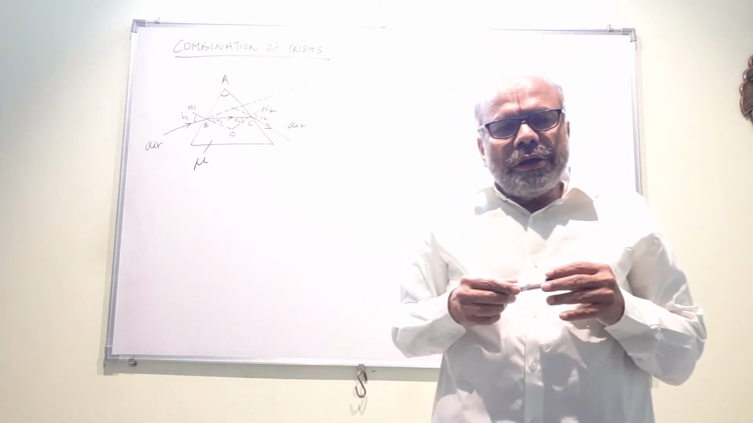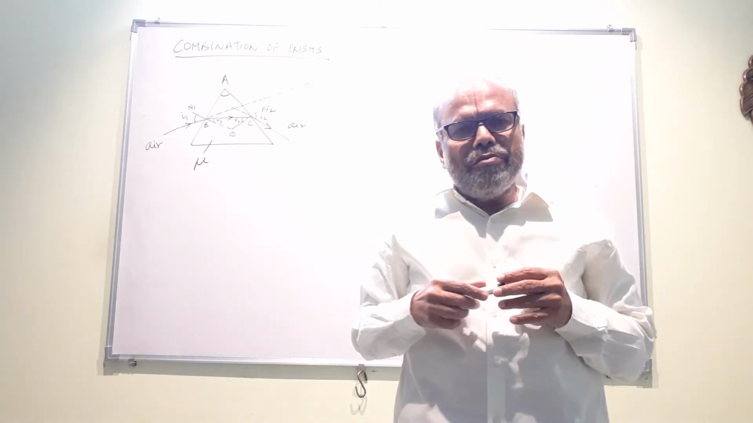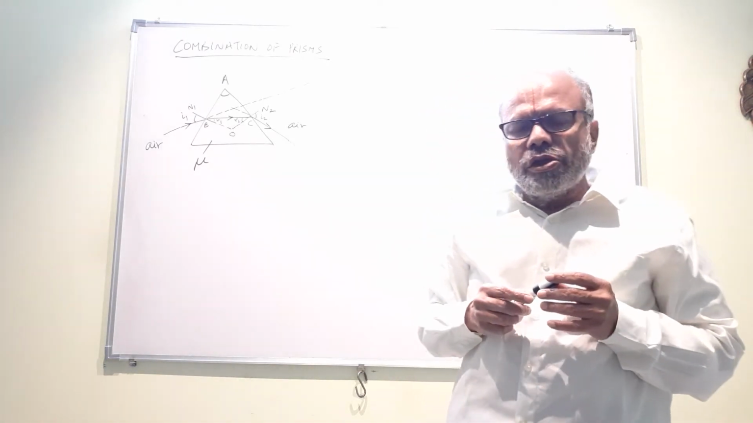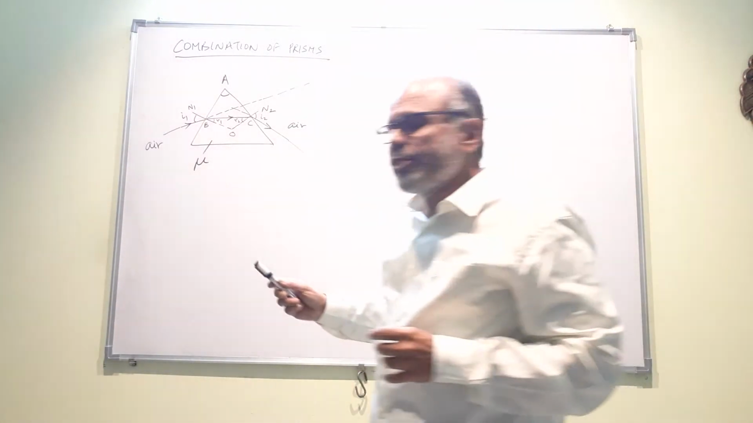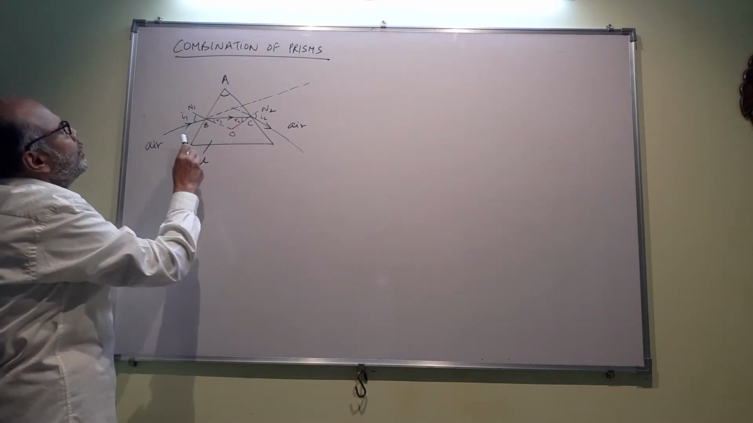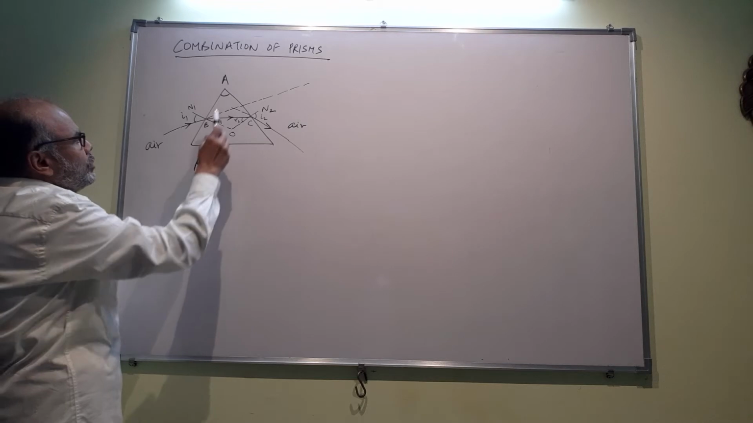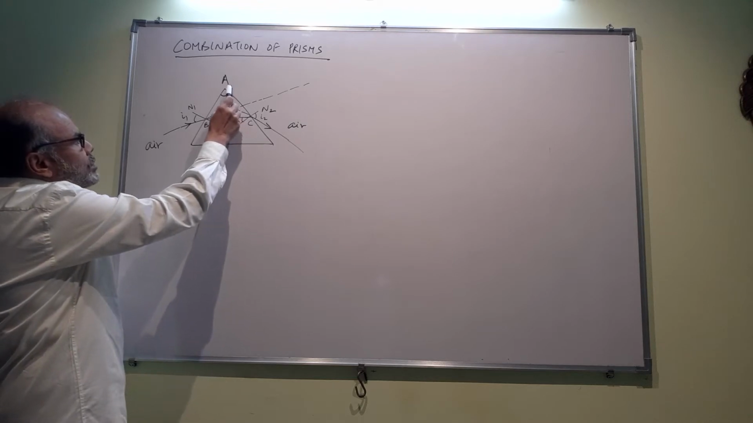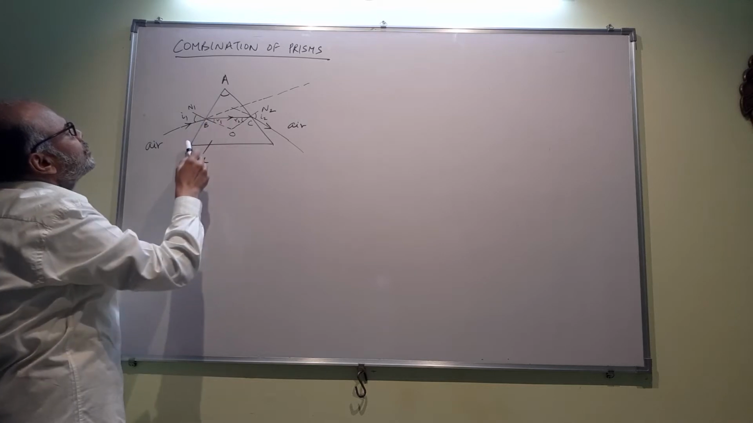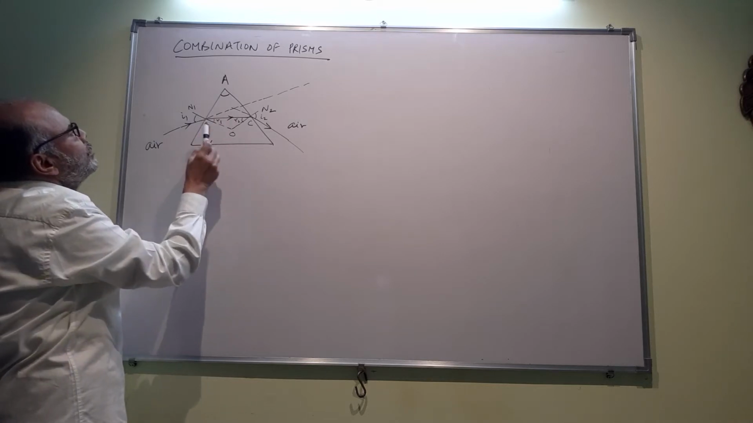We wish to study the effect of combining two or more prisms. So first let us consider a single prism. We have a prism here of refractive index mu. The refracting angle of the prism is A. The incident angle on the first surface is I1.